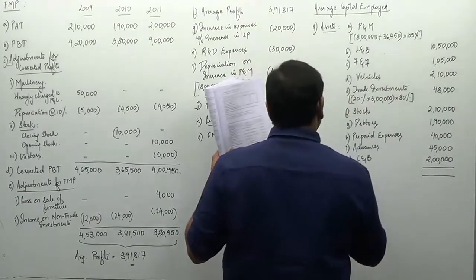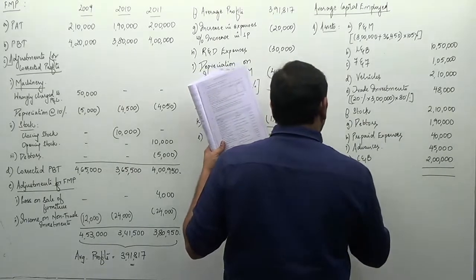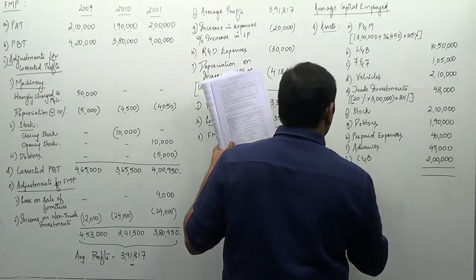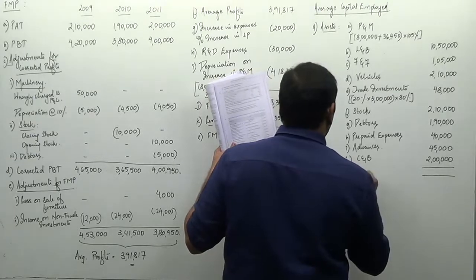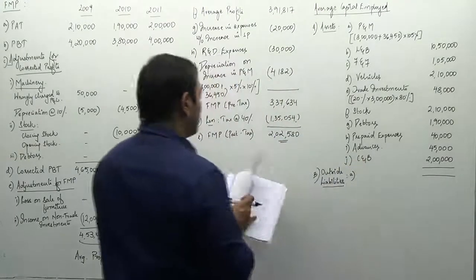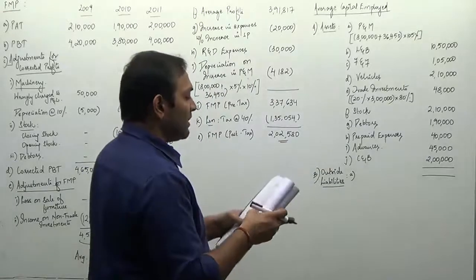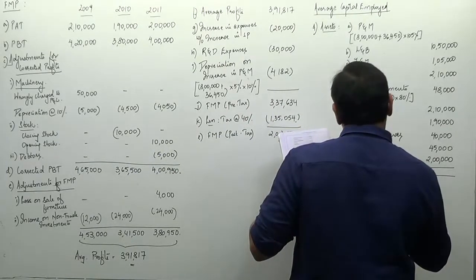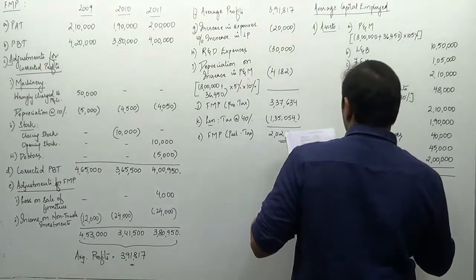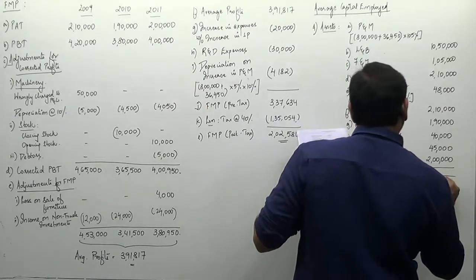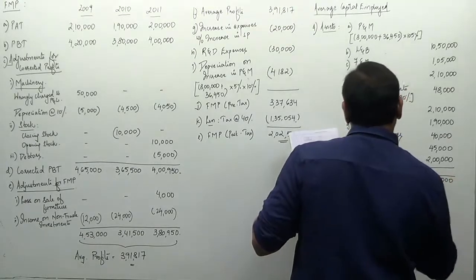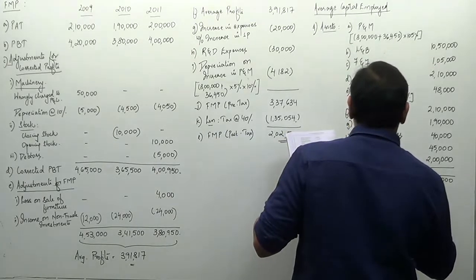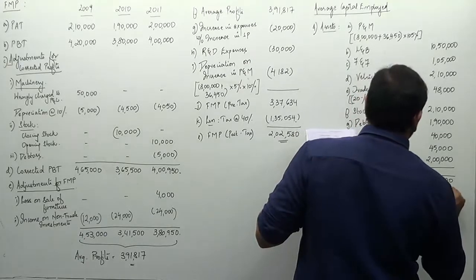What is total assets? Reduce outside liabilities. I'll go in the reverse manner. Proposed dividend is not an outside liability. I'll start with provision for tax, 2 lakhs. Outstanding expenses, $20,000.